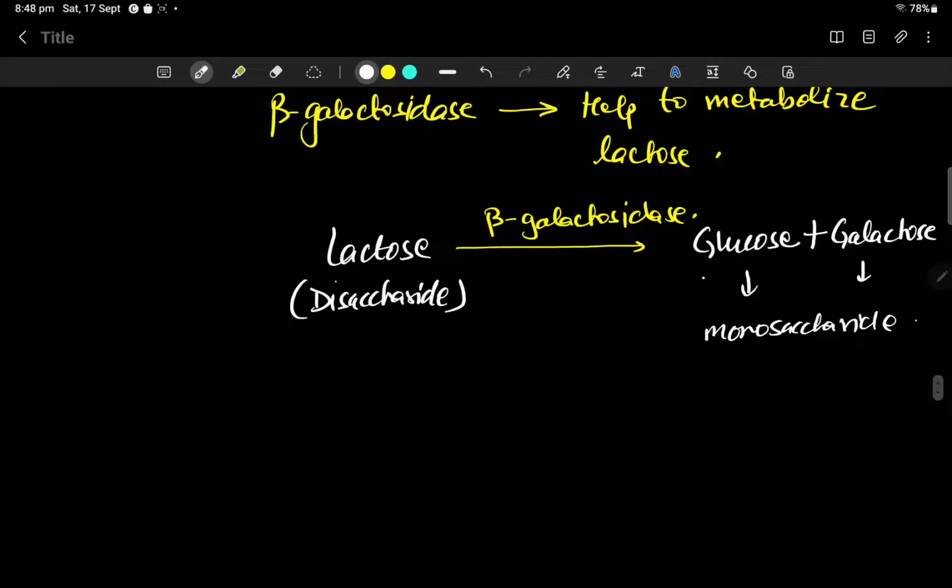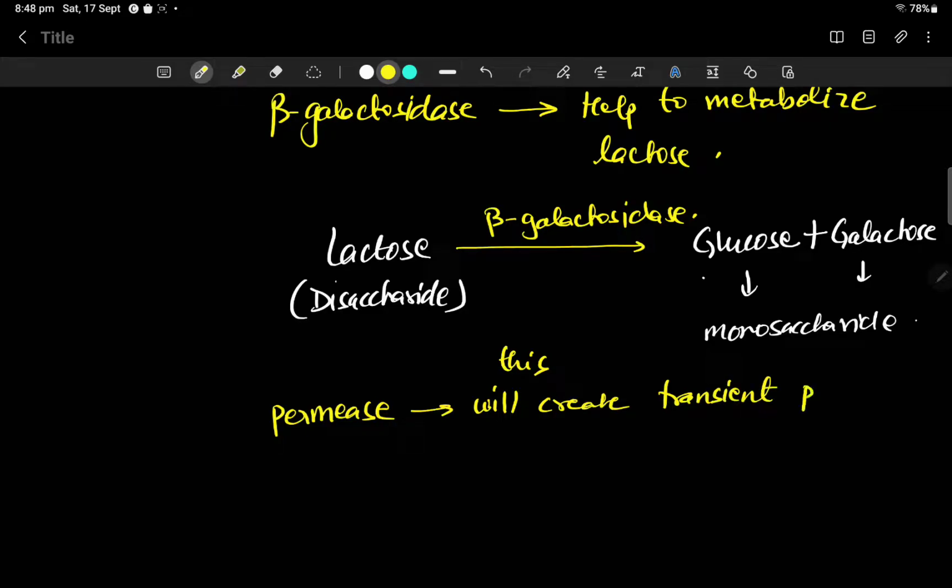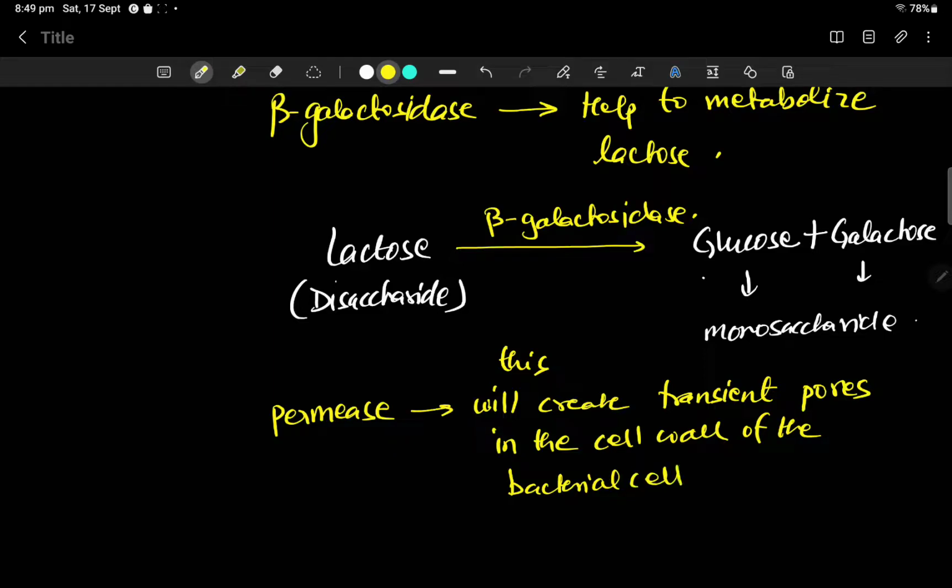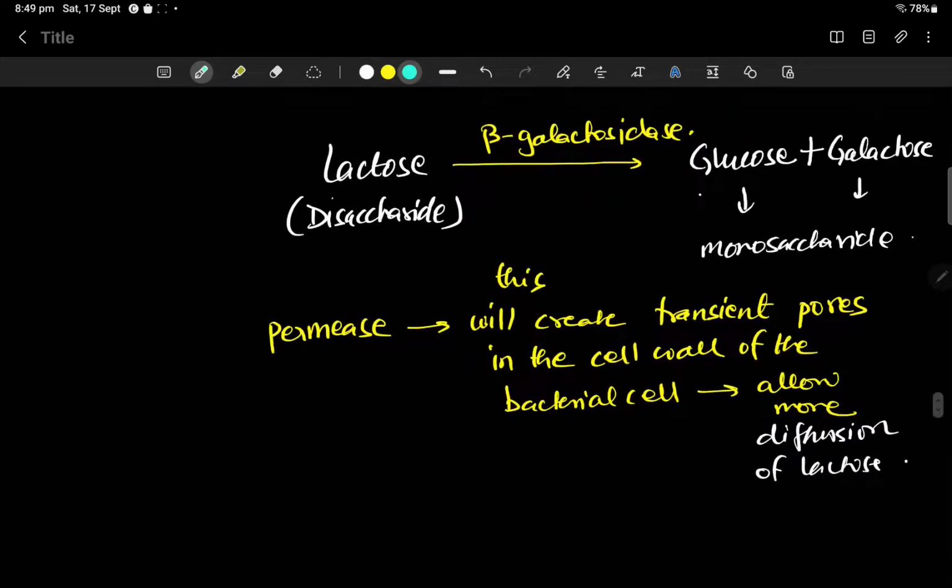Okay, what will permease do? So permease will create transient pores in the cell wall of the bacterium, or the bacterial cell, and that will allow more diffusion of lactose.